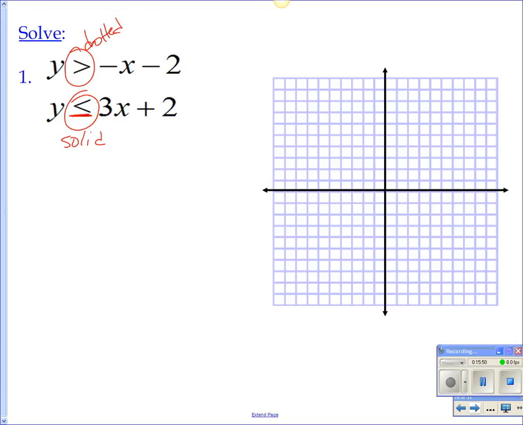Josh, how do I graph this first one? Negative 2. All right, dotted or solid? All right, Josh, is that a greater than or less than? All right, if I think I'm greater than you, do I think I'm above you or am I below you? Above. I think I'm above you.